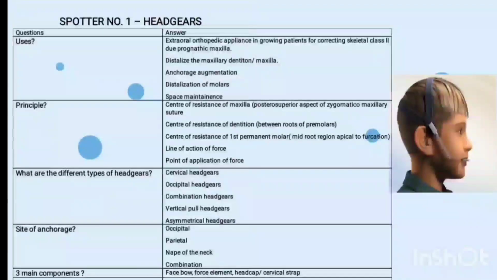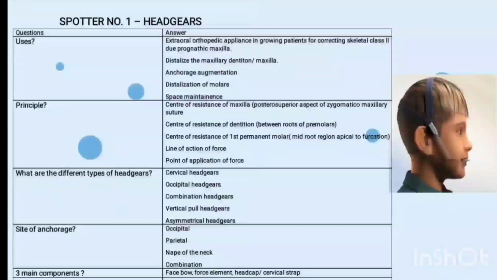It is used as an extraoral orthopedic appliance in growing patients for correcting skeletal class 2 due to prognathic maxilla. To distalize the maxillary dentition or maxilla, encourage augmentation, distalization of molars and space maintenance.